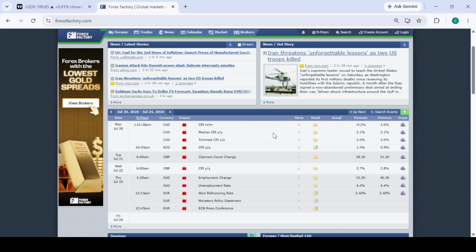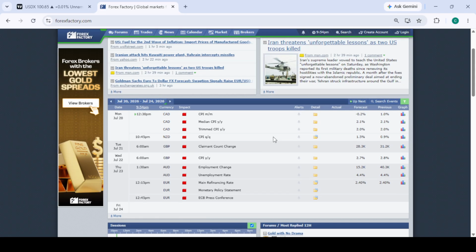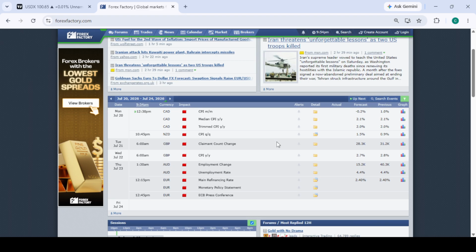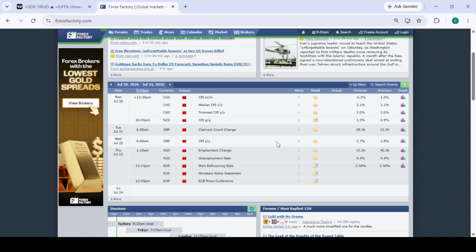On Monday, we have CADJPY, and later in the day, we're going to have the NZD CPI. On Tuesday morning, we're going to have the claimant count change for GBP, and GBP CPI also on Wednesday. And on Thursday, we're going to have the unemployment rate or employment change for AUD, which is more like the NFP for AUD. And we're also going to have the Euro monetary policy statements later in the afternoon on Thursday. On Friday, we don't have any high impact news. So let's jump quickly into the charts and see what we have for the coming week.